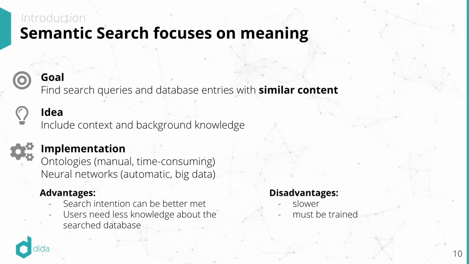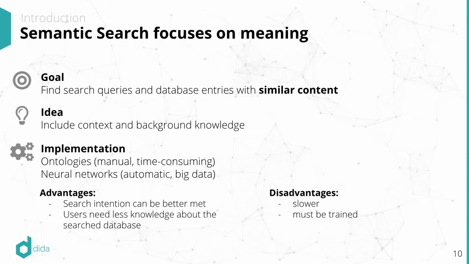Semantic search, on the other hand, focuses on the meaning, and its goal is to find search queries and database entries with similar content and not similar appearance. And the idea on how to achieve this is to include context and background knowledge. As I said just now, possible implementations of this are ontologies, which are manual and time-consuming, basically meaning that you draw a net based on words and their different relations to each other. And another option would be neural networks. They find these connections automatically, but need quite a lot of data to do that.